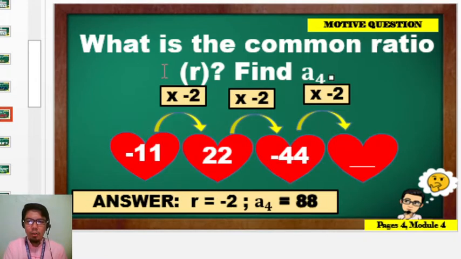Now let's have item number 3. What is the common ratio r and find the fourth term? So the given are negative 11, 22, negative 44, and blank. To get the common ratio, all you need to do is to divide 22 by negative 11, so that is negative 2. Negative 44 divided by 22, so that is negative 2. So the common ratio r therefore is negative 2. And to get a sub 4, all we need to do is to multiply negative 44 times negative 2, that is positive 88.